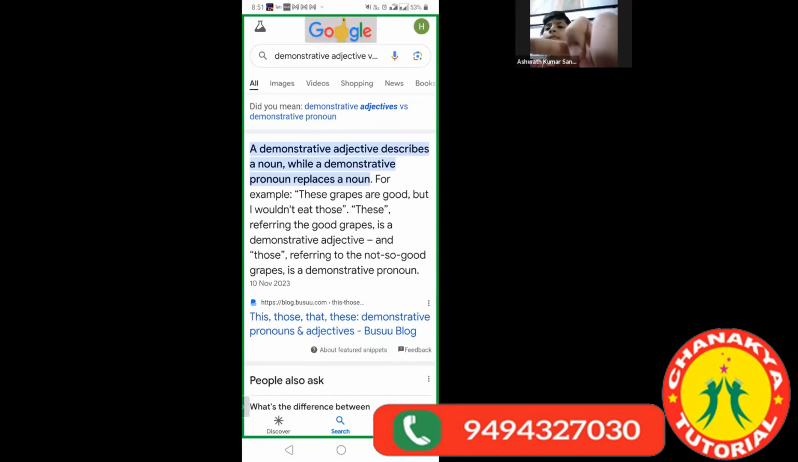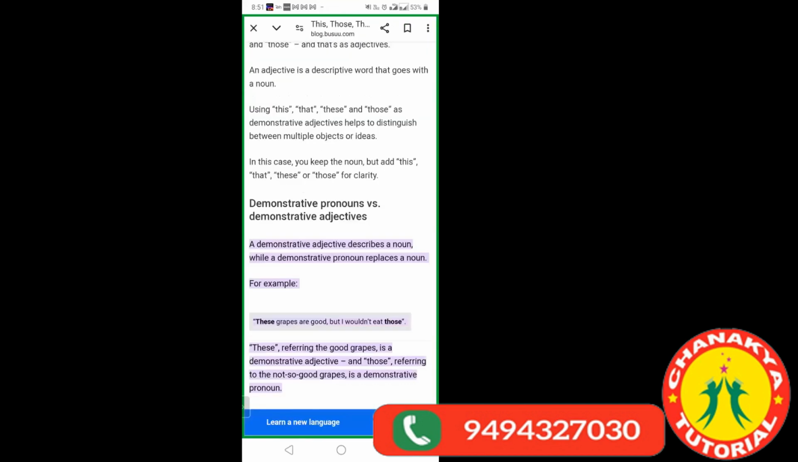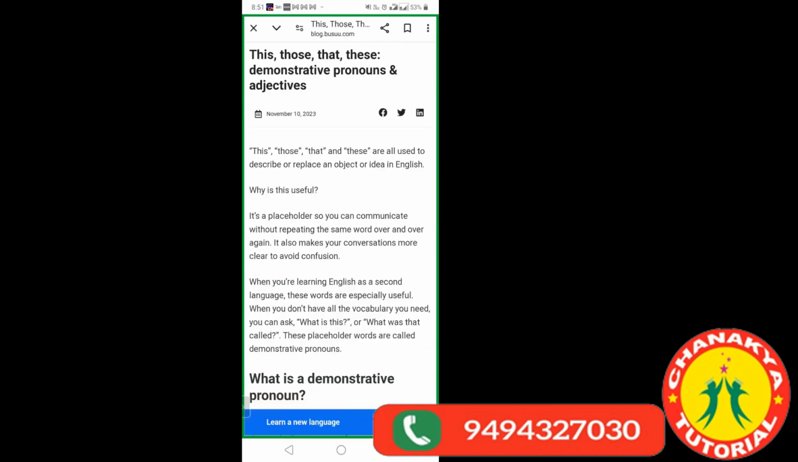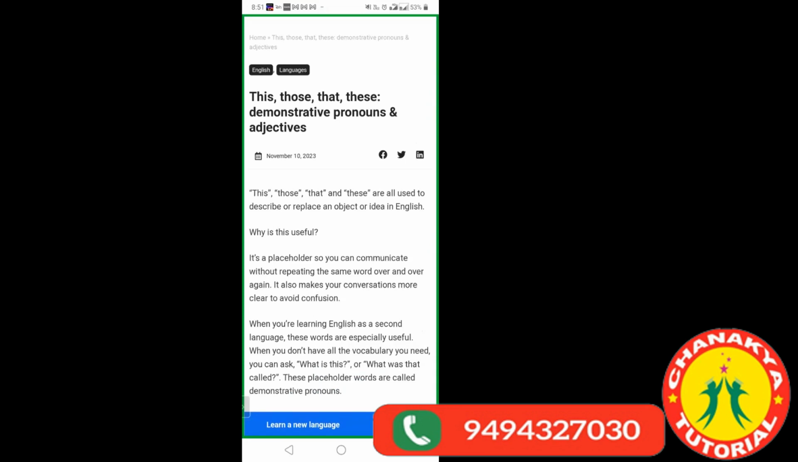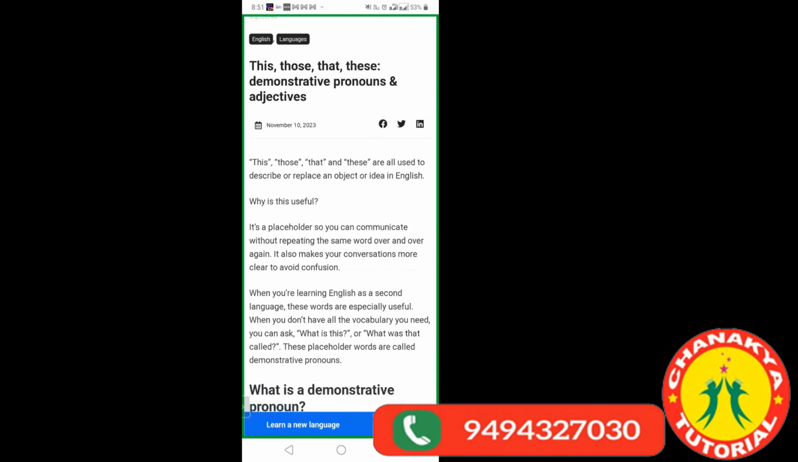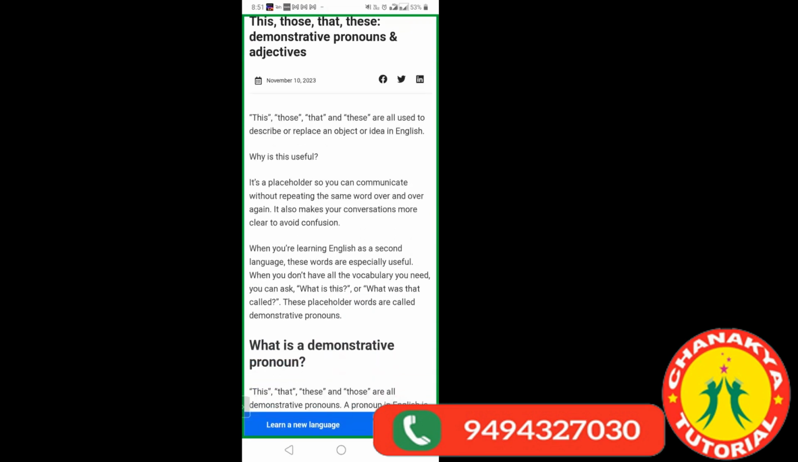Yes, ma'am. So a demonstrative adjective describes a noun, while a demonstrative pronoun replaces a noun. So this is the blog. So just we will read out this. This, those, that, these, demonstrative pronoun and adjectives. So we will now see what is the difference between them. This, those, that, and these are all used to describe or replace an object in English.